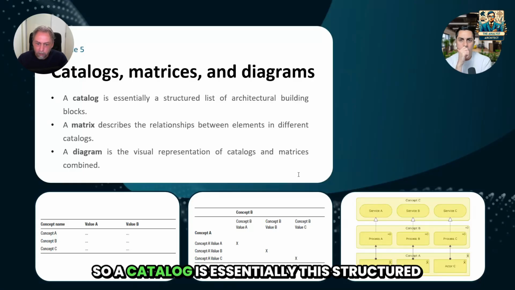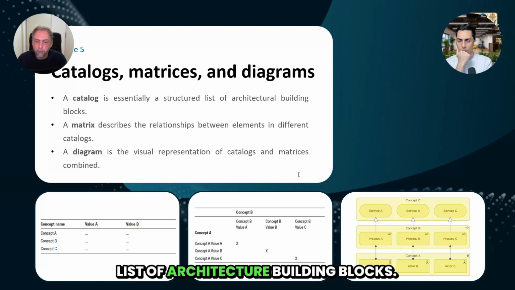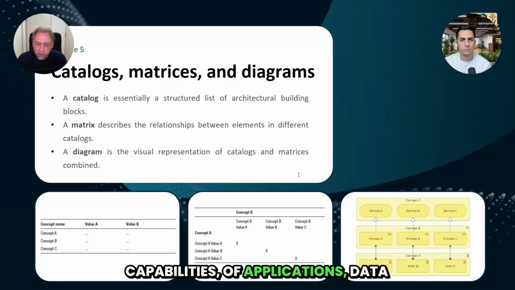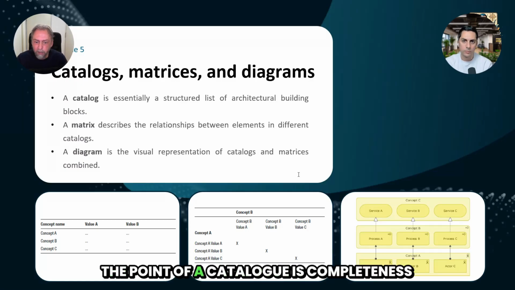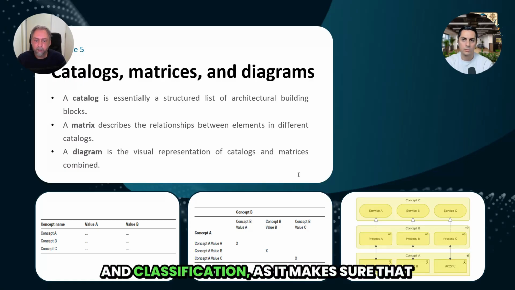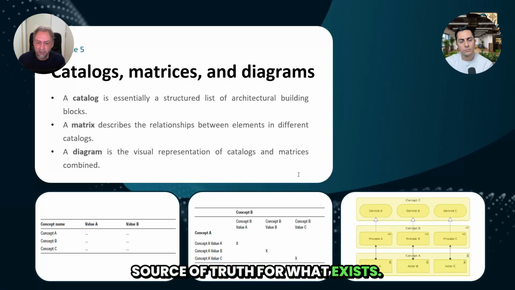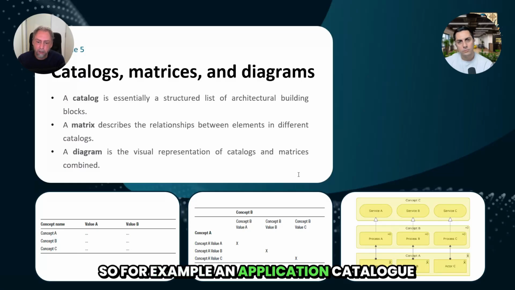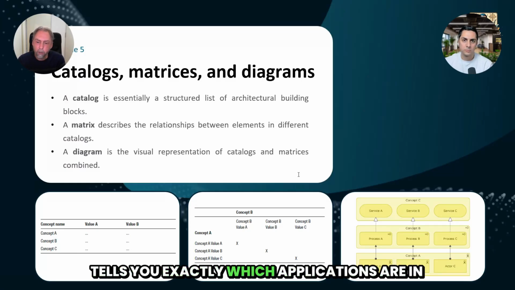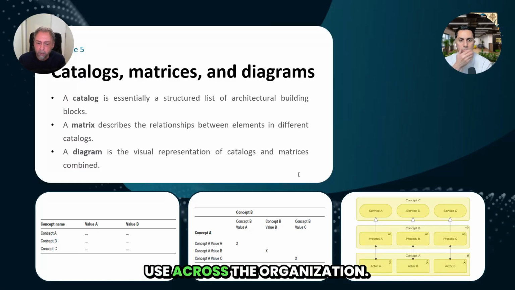So a catalog is essentially this structured list of architecture building blocks. Now, it could be a catalog of business capabilities, of applications, data entities, technology components. And the point of a catalog is completeness and classification, as it makes sure that nothing is overlooked and provides a single source of truth for what exists. So, for example, an application catalog tells you exactly which applications are in use across the organization.